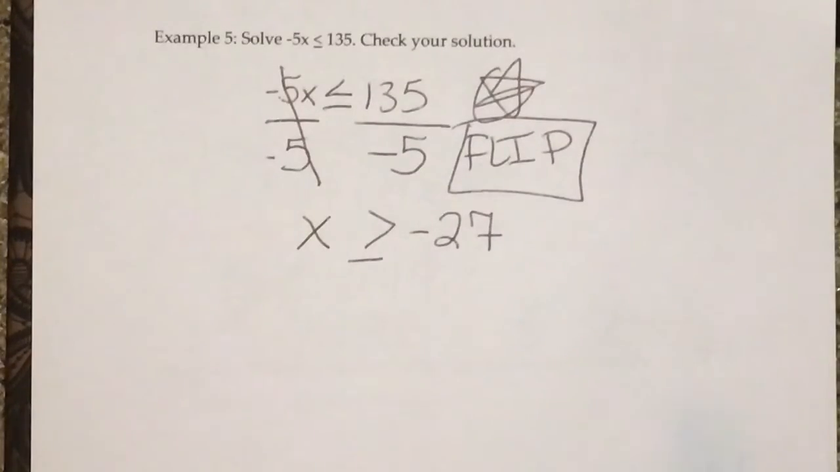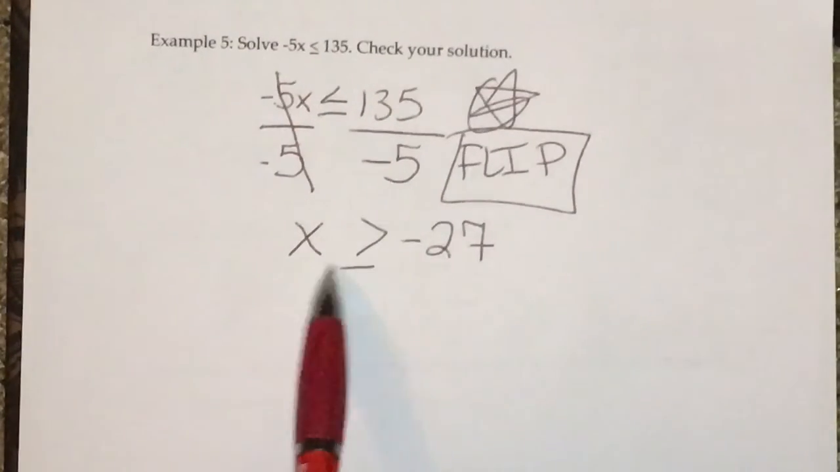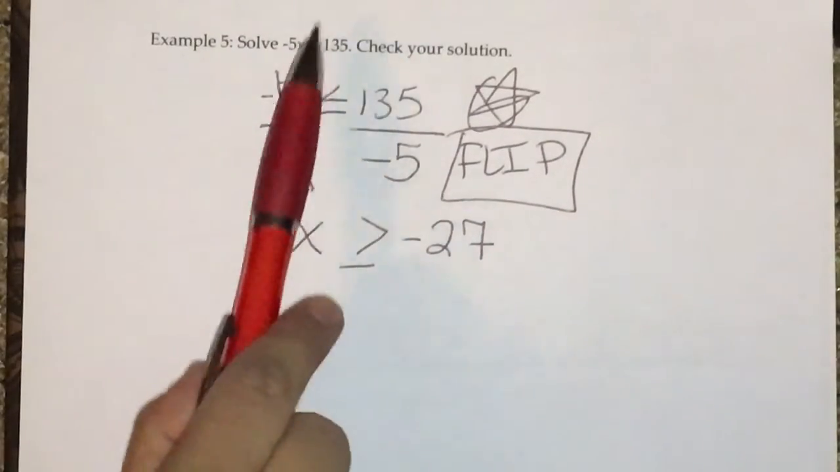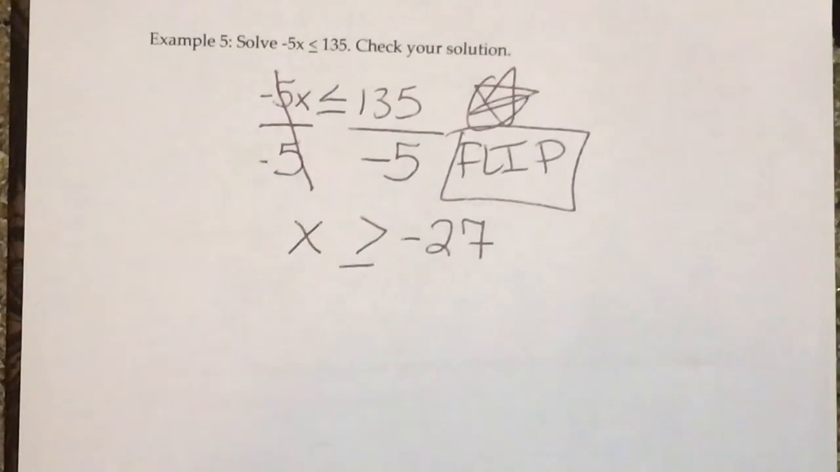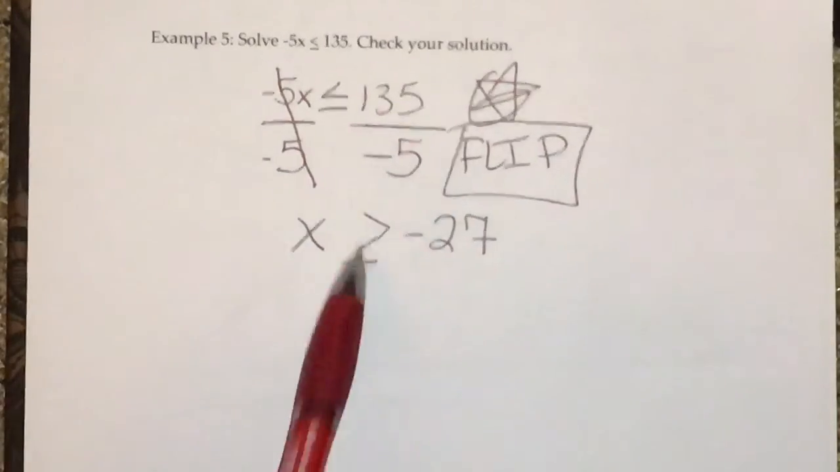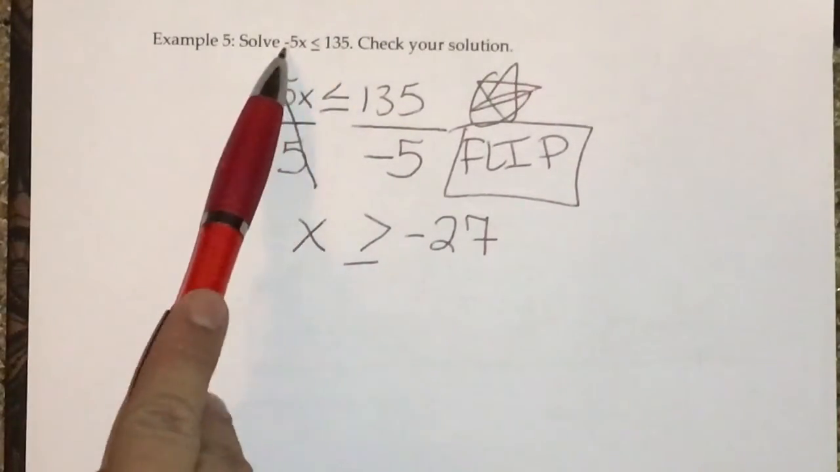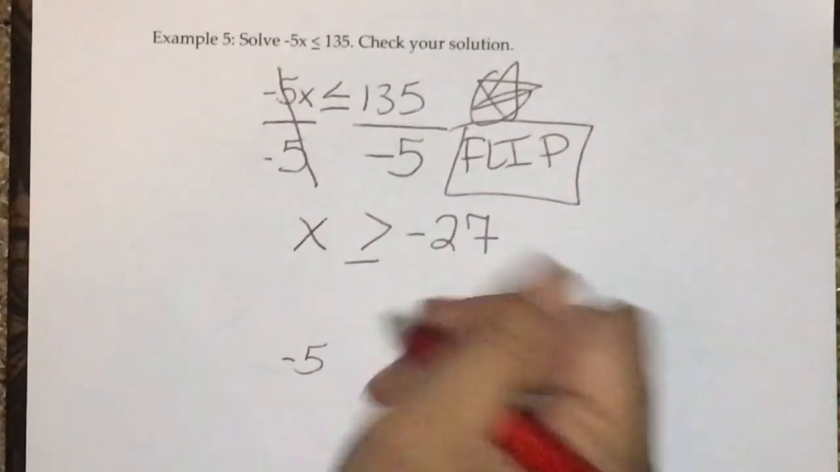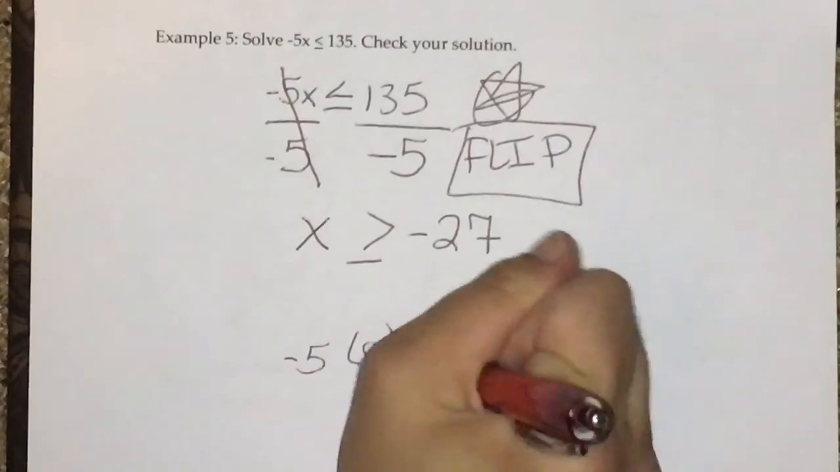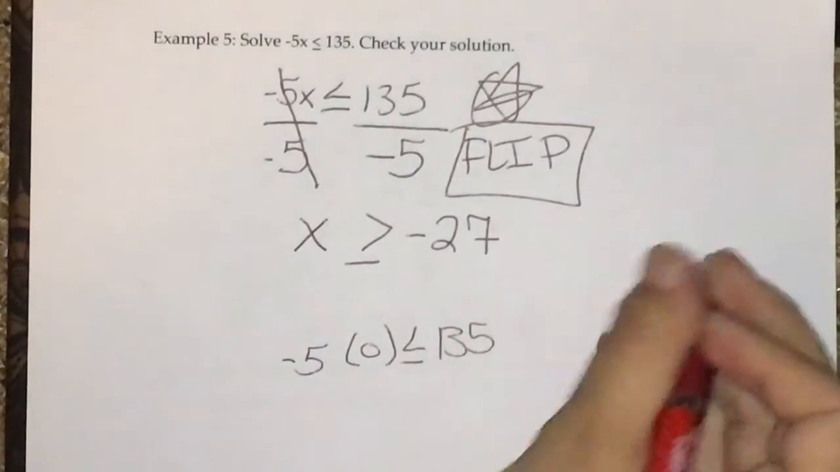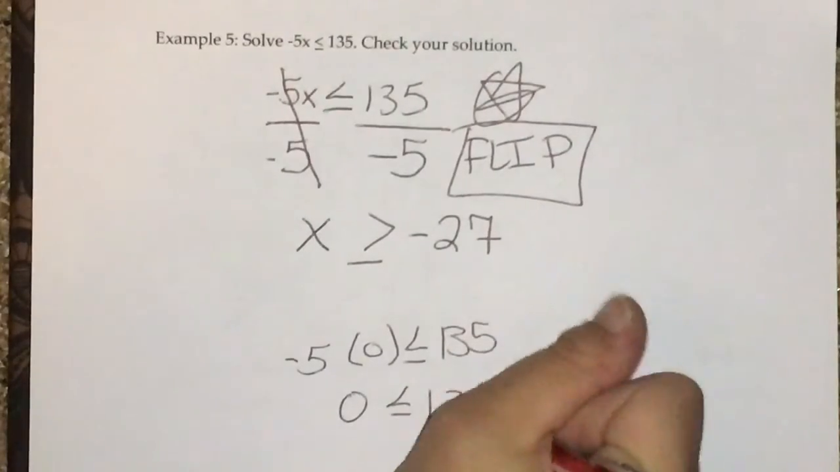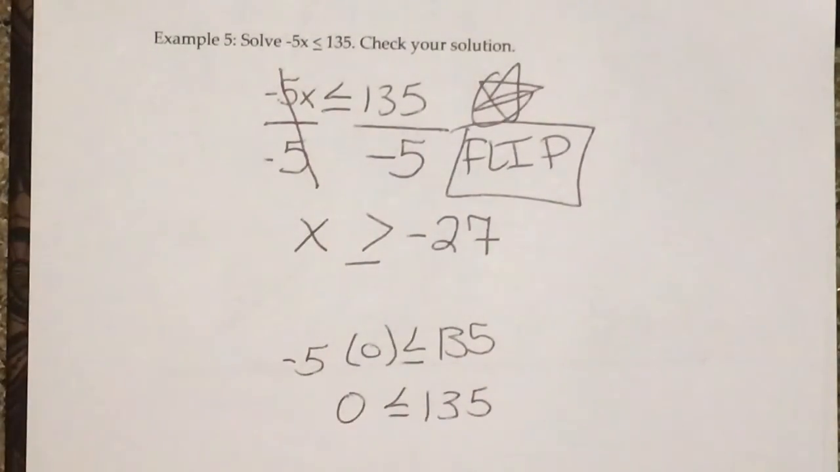This means that any numbers that are greater than or equal to negative 27 can be plugged into this inequality and it will work. I could pick 0. If I plug in 0, for example, because 0 is greater than or equal to negative 27, and I plug it into my original, I get negative 5 times 0, which is 0, and 0 is indeed less than or equal to 135.